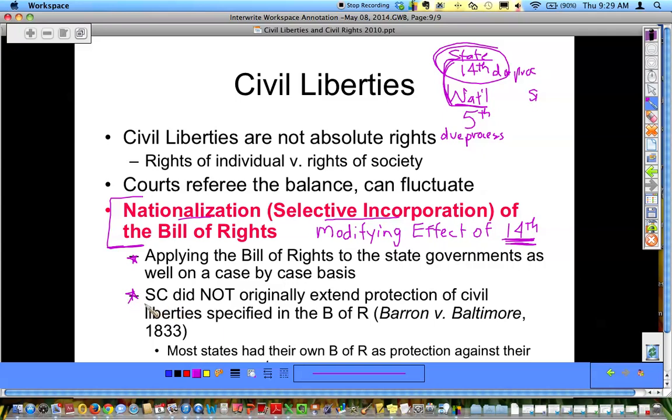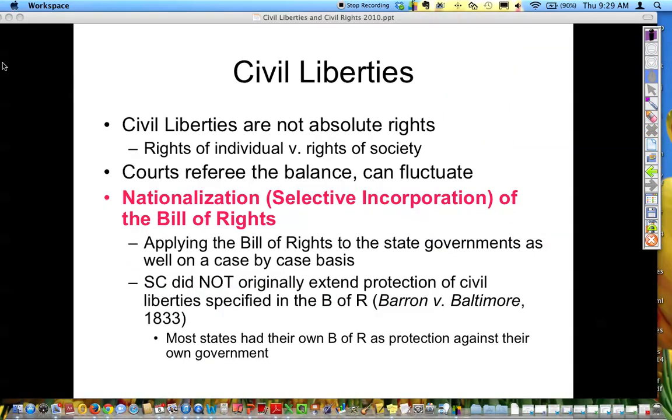And so I just said that statement right there. And what this says is the Supreme Court did not originally extend protection of civil liberties in the Bill of Rights. There was one case, Barron versus Baltimore, which was one of the first cases, and it said it did not. It just applied against the national government. And originally the Supreme Court ruled quite strictly on this. Because most states had their own Bill of Rights, the Supreme Court felt like it didn't have the power in the Constitution to do that.